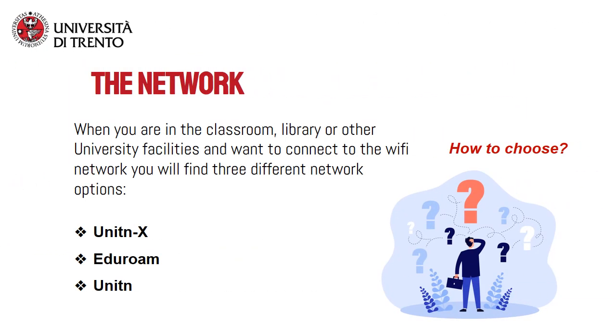A valid UniTrento account allows you, among other things, to use a free Wi-Fi network when you are in the library, in the classroom, or in other university facilities. The University of Trento provides its users with 3 wireless networks for accessing the network with laptops or mobile devices: UniTrento X, eduroam, or UniTrento.